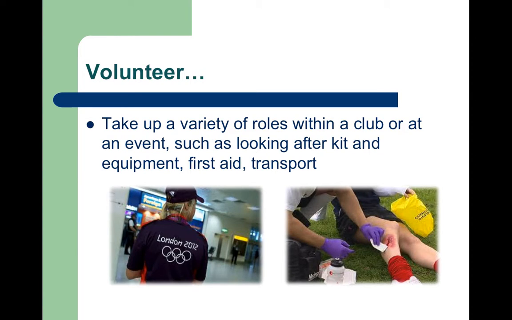And the final role is one of a volunteer. They take up a variety of roles within a club or an event, such as looking after kit and equipment, first aid, transport, etc. So we've got a picture there of a volunteer at the London 2012 Olympics, and they played a major role at that event, from showing competitors around and taking them to the events they need to be at, right the way through to being there for spectators and helping all the visitors who came from other countries, showing them where they needed to go before and after events.